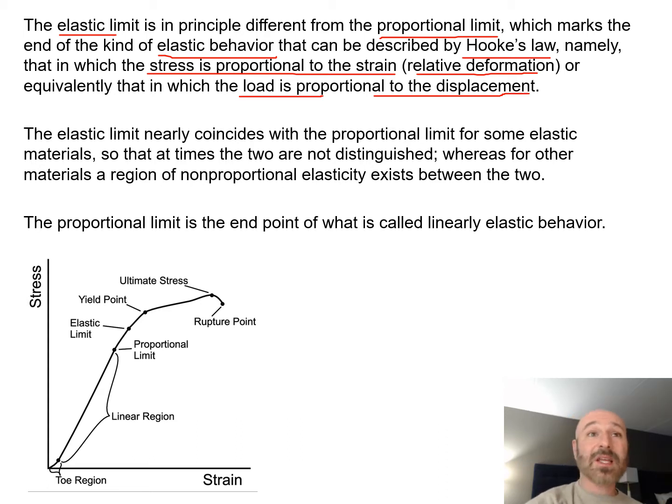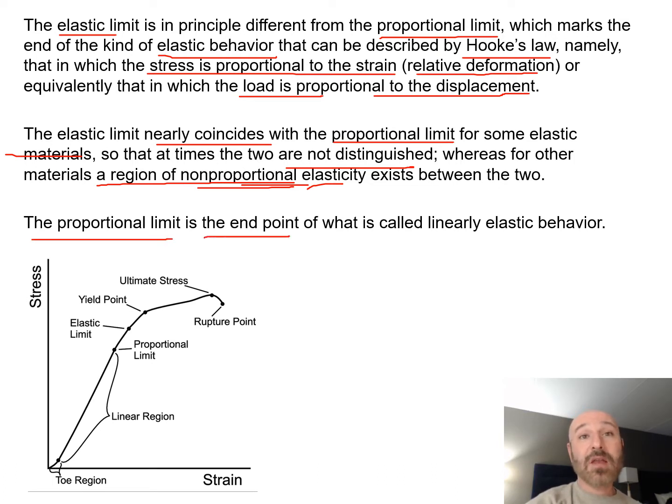Now, this elastic limit does nearly coincide with the proportional limit for certain elastic materials, so much so that at times the two are very difficult to distinguish. Whereas for other materials, a region of non-proportional elasticity exists between those two. So there are certain materials where you can see that difference. We can see down here in our graph that the proportional limit is the endpoint of what we call the linear elastic behavior, that's perfectly straight in our linear region. So that's the proportional limit, at that endpoint of the linear elastic behavior.